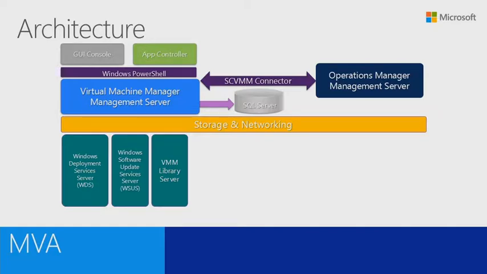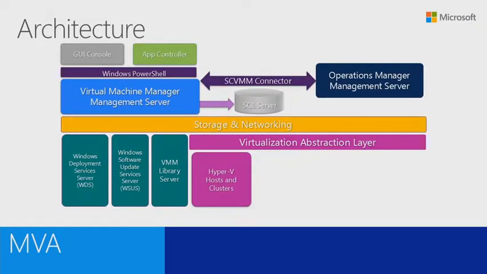We can add patches with Windows Server Update Services. And then we use what we call our VMM library to store all of our images. So you have VHD files, you have ISOs, you have templates. We store all of this inside our VMM library server, which is essentially a file server. And guess what? You can even cluster that file server for additional high availability. After this, we'll look at what we can manage using our virtualization layer.